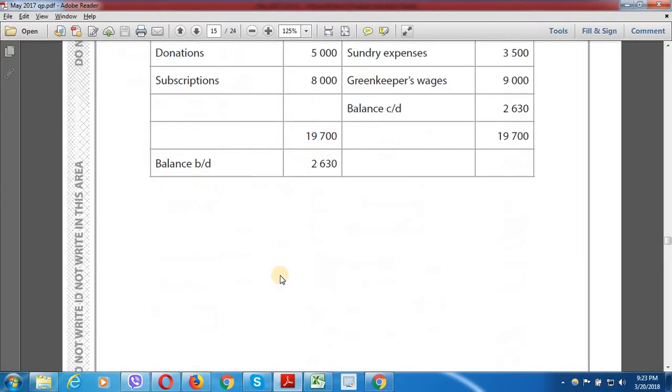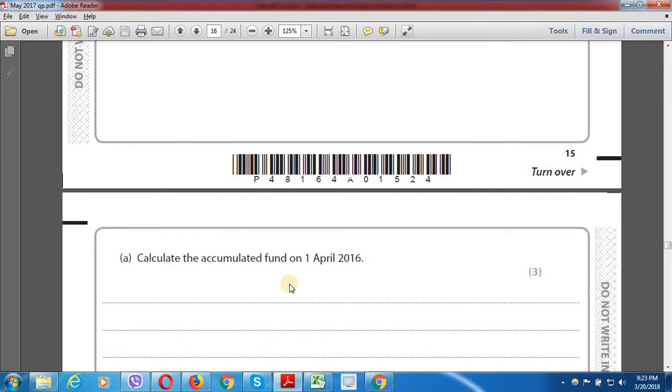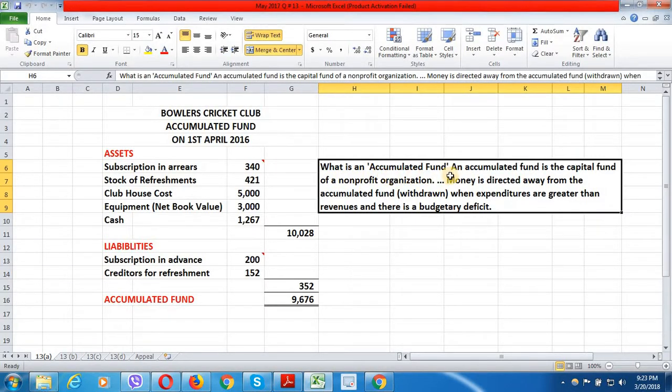First of all, it was asked to calculate the accumulated fund on 1st April 2016. What is an accumulated fund? An accumulated fund is the capital fund of a non-profit organization. Money is directed away from the accumulated fund when expenditures are greater than revenues and there is a budgetary deficit. Clear?